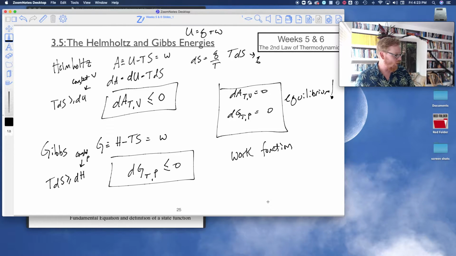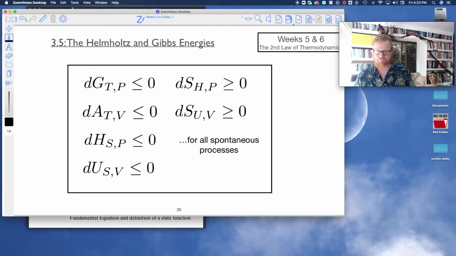Okay? So I do want to spend a little bit of time describing where the alternative name for these comes from, the free energy. Why is it called Gibbs free energy? As a reminder, sorry, I forgot I had this reminder slide. Here are all of our criteria for spontaneous processes. You should know these, okay? dG, dA, dH, dU, all at their constant respective natural variables must be negative for all spontaneous processes. And of course, entropy must increase, must be positive for all spontaneous processes, okay?